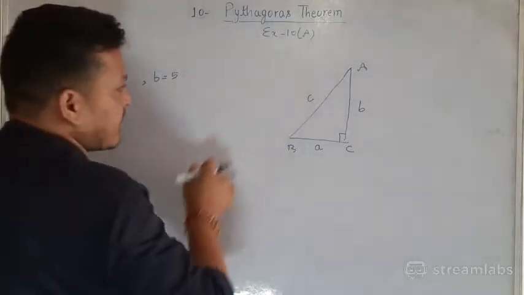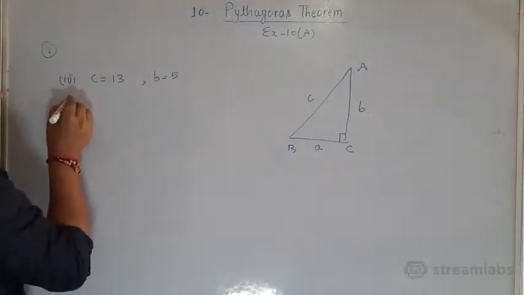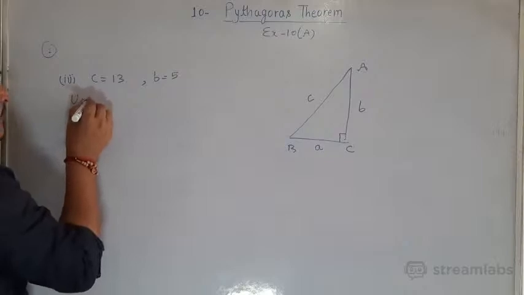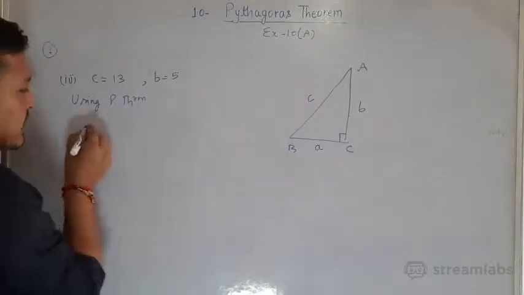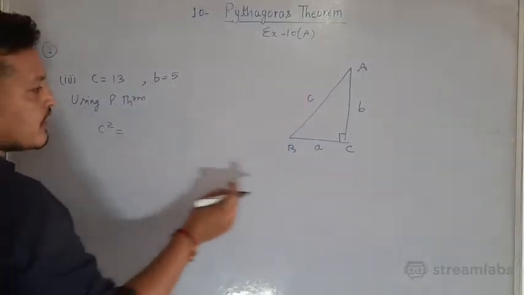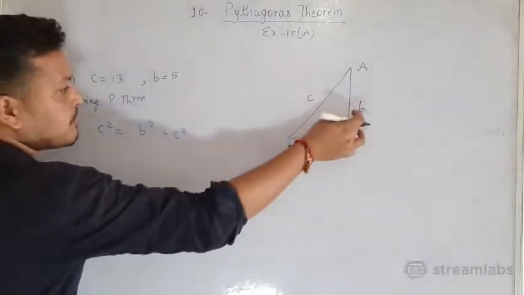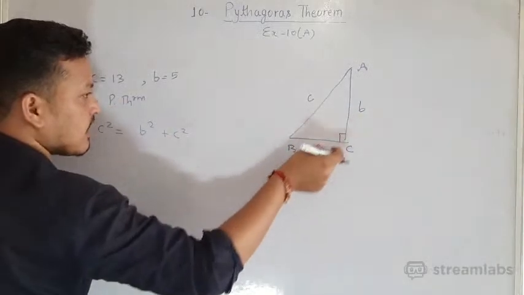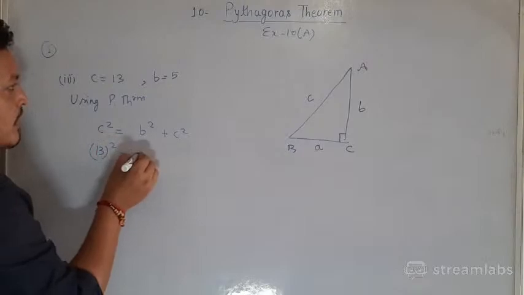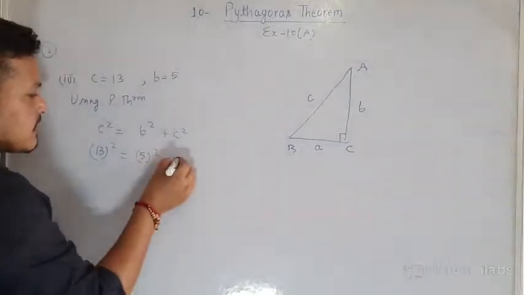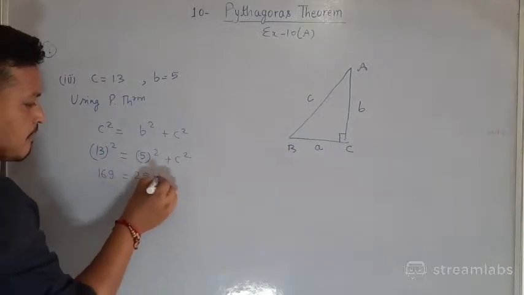So can you apply the Pythagoras theorem? This is the hypotenuse. So using the Pythagoras theorem, hypotenuse square, it means C square, is equal to perpendicular, you can take B square, plus C square, the sum of the squares of the other two sides. So what is the length of C? This is 13 square is equal to B, which is 5 square, plus C square. So 13 square is 169, equal to 25 plus C square.